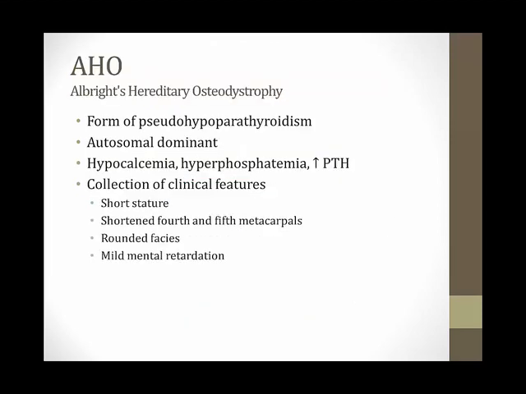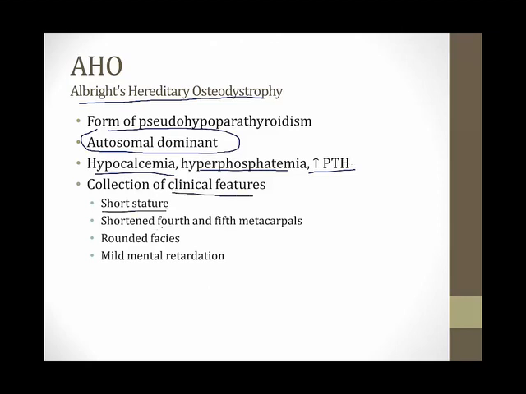One of the forms of pseudohypoparathyroidism is called Albright's hereditary osteodystrophy. This is a rare autosomal dominant condition that leads to hypocalcemia, hyperphosphatemia, and elevated PTH by the mechanism we talked about in the last slide. It's also associated with a collection of typical clinical features that include short stature, shortened fingers, where the fourth and fifth metacarpals are typically short, rounded faces, and mild mental retardation.